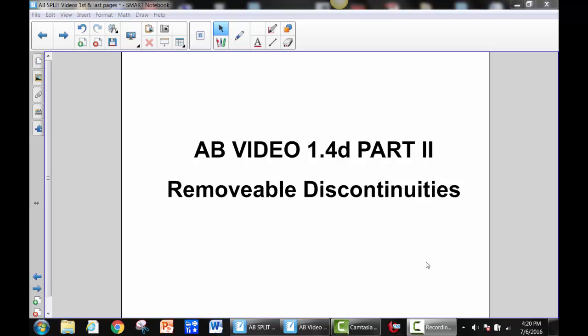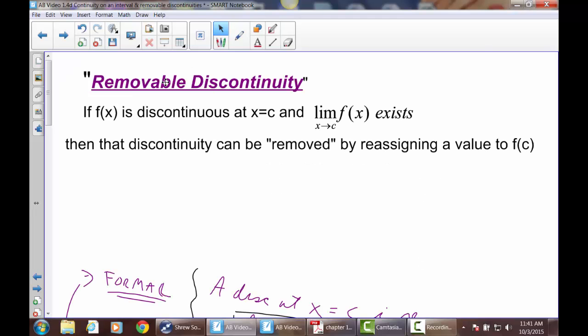Hi, welcome to video 1.4D part 2, removable discontinuities. We have a discontinuity and we're going to remove it. So with f of x, here's the definition.